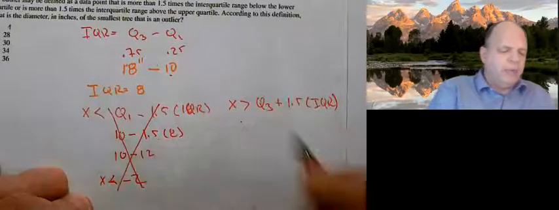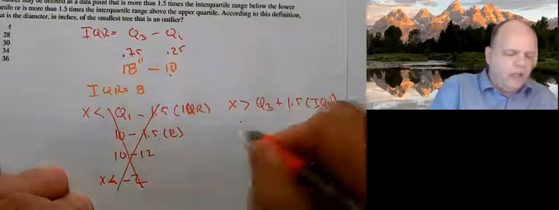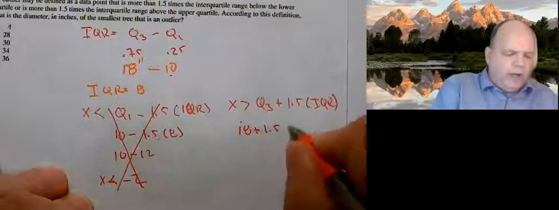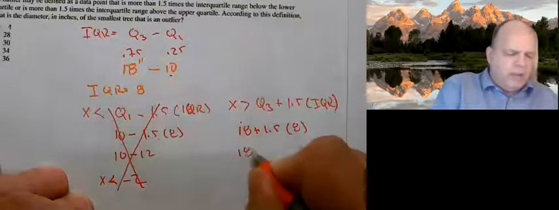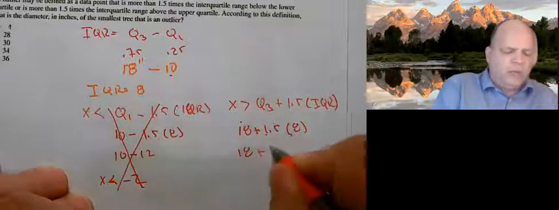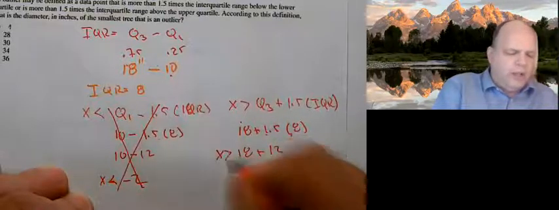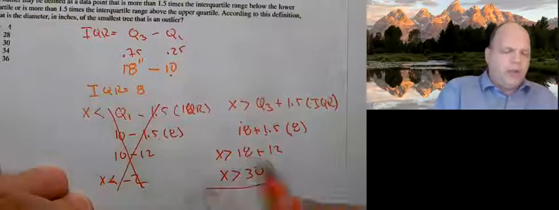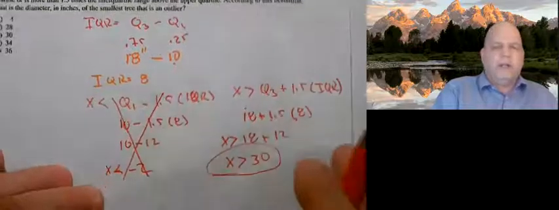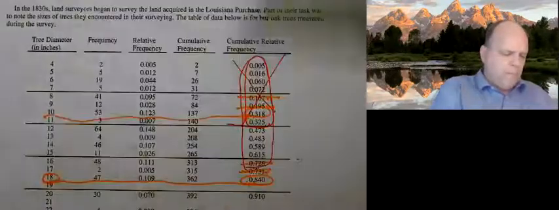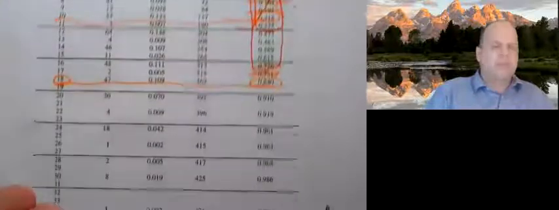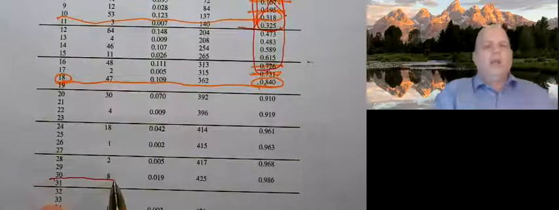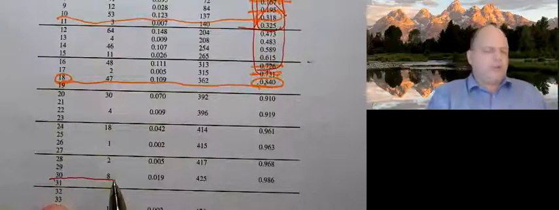Let's try the upper side. Q3 is 18, so 18 plus 1.5 times 8. 1.5 times 8 is 12, so X has to be greater than 30. Let's go back and look at our table and see where that occurs. X has to be greater than 30. And so I go, okay, here's 30. There's my 30-inch tree.